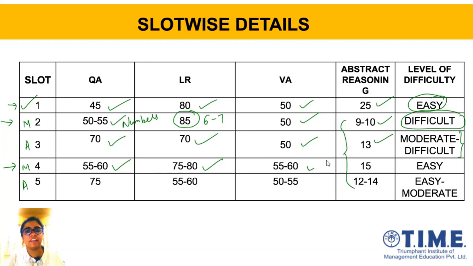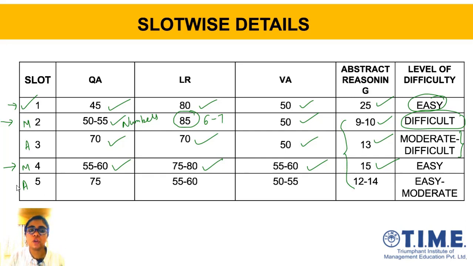Verbal also was very, very straightforward, 55 to 60 questions, and abstract reasoning had 15 questions. A good student was able to attempt anything between 165 to 175 questions in this slot. Now understand, 165 to 175 is a huge chunk of questions, and this would definitely take your percentile to a very high value.